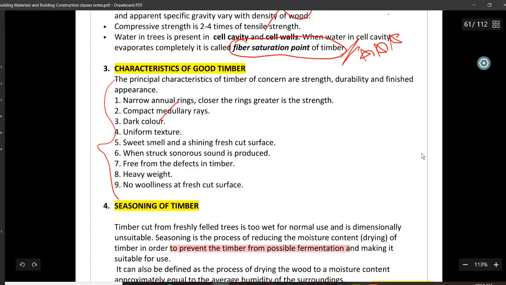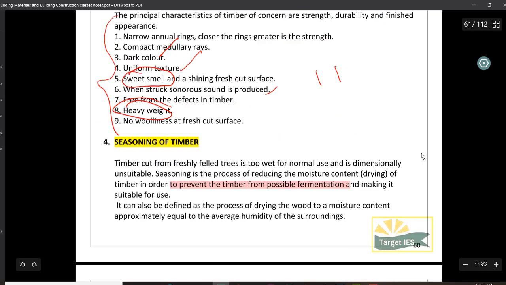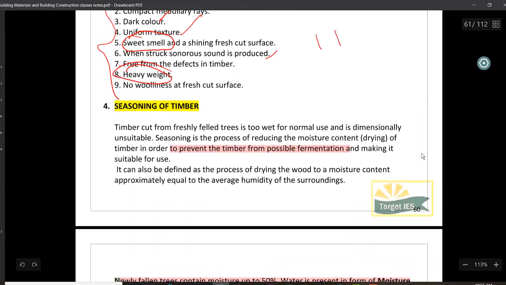Obviously it should be in a dark color, uniform texture, and it should have a sweet smell and shining fresh surface. Okay, and it should be free from defects. And when wood is struck with another wooden piece, obviously you should get some sonorous sound. You should have heavy weight and there should not be any wooliness present whenever you are cutting it. So these are some properties of good timber.